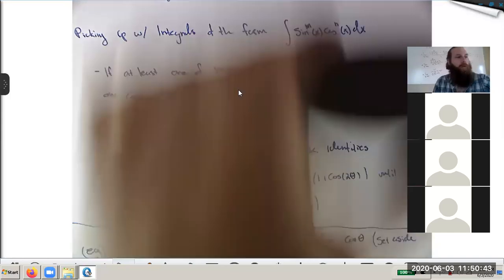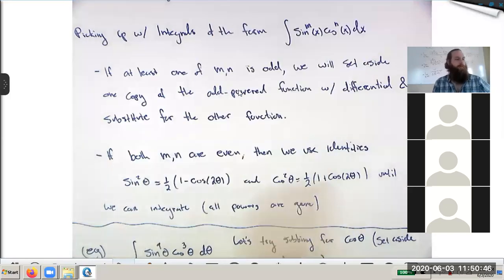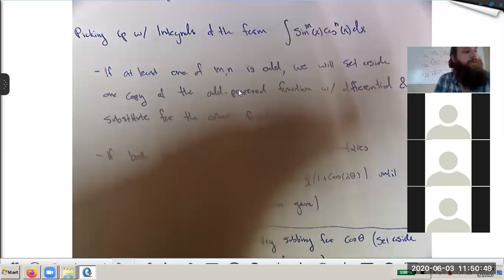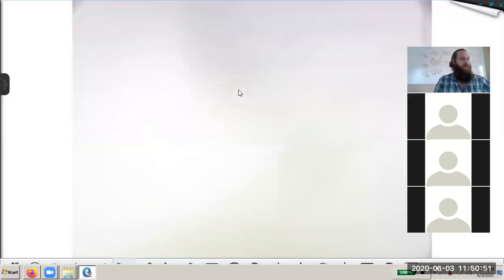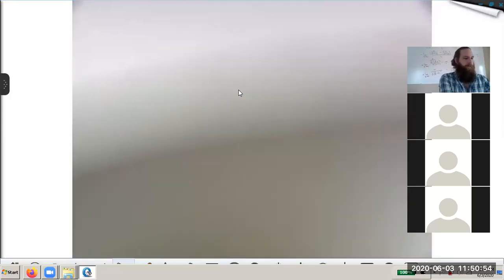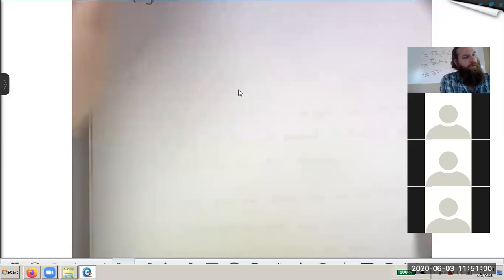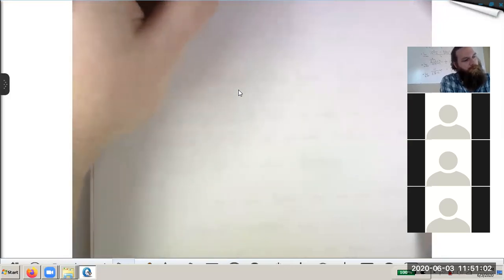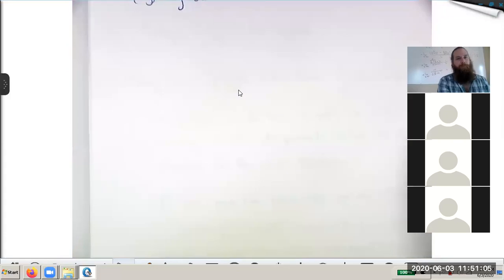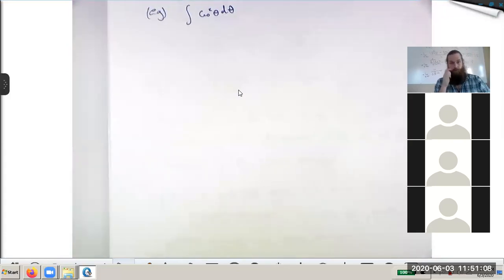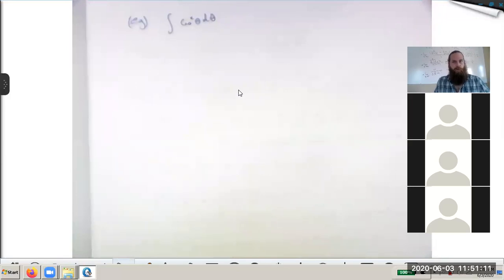So next we need to talk about what to do if both powers are even. And the best way to get started here is with the example integral cos squared theta d theta. So integral cos squared theta d theta, there's not much at a glance that I can do with this. There's no way to make a substitution because there's only one function there.